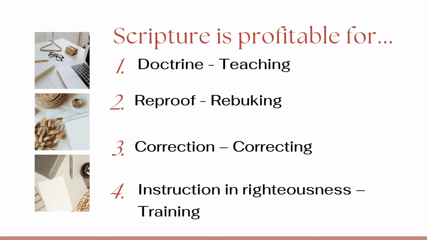So you have doctrine, which is going to be teaching, reproof, rebuking. Rebuking is a sharp or stern disapproval. Correction is correcting, and then instruction in righteousness is going to be training. So we can use these four different areas to dig into the meaning and relevance of scripture by asking key questions in each of these four areas, and our answers to these questions can effectively guide us as we evaluate and apply scripture passages to our lives.